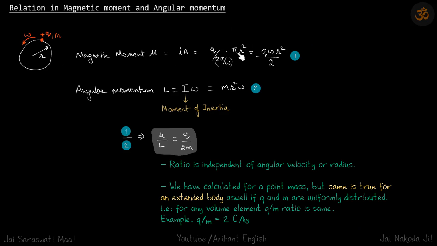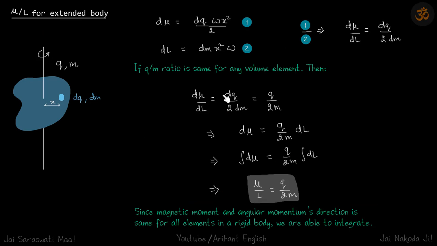So both these values we have got here. Instead of q we are putting dq, instead of mass we are putting dm, and instead of radius r we are putting the distance x from the axis. So if we divide, we get d mu by dL is dq by 2 dm.